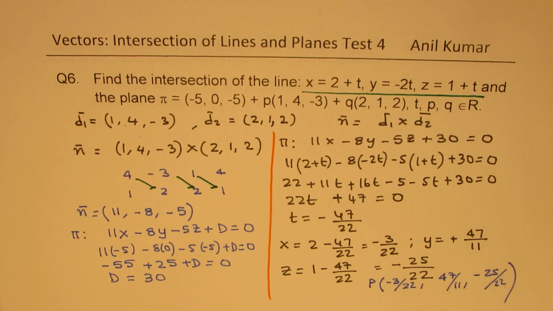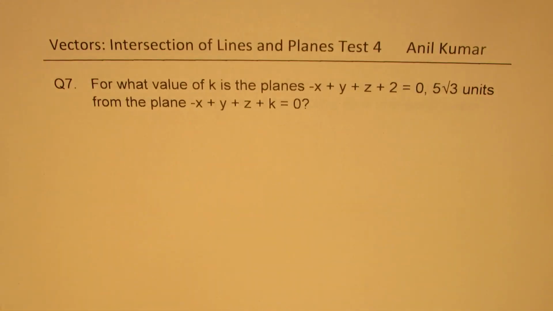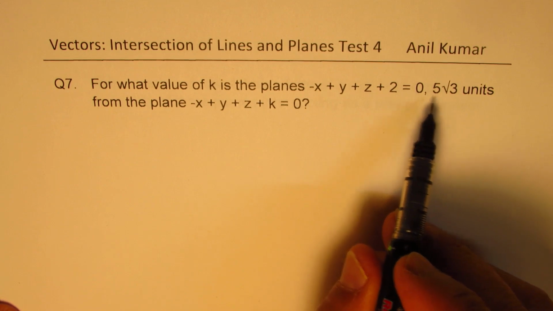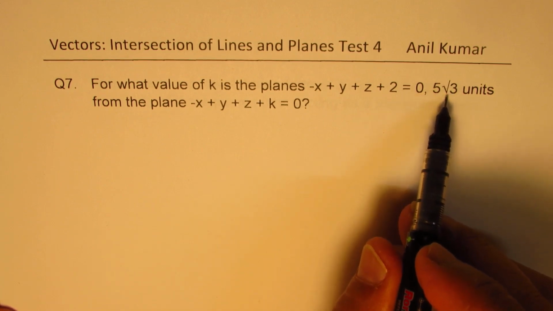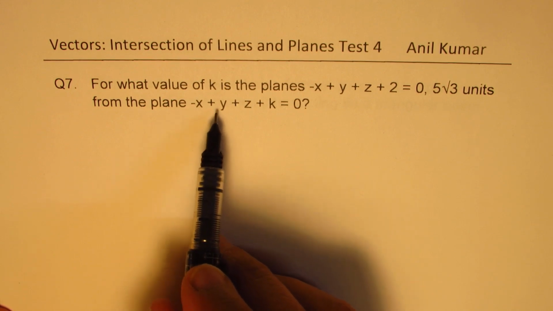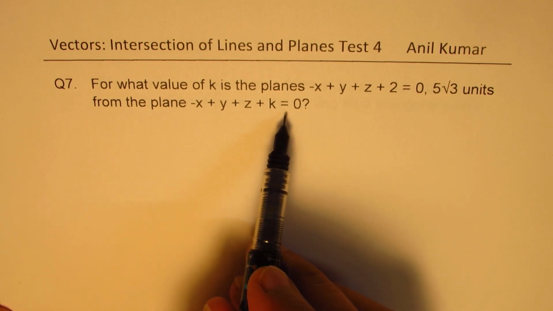Now let's take the next question, which is question number 7. For what value of k is the plane minus x plus y plus z plus 2 equals 0, 5 square root 3 units from the other plane, which is minus x plus y plus z plus k equals 0? So we need to find the distance between the two planes.